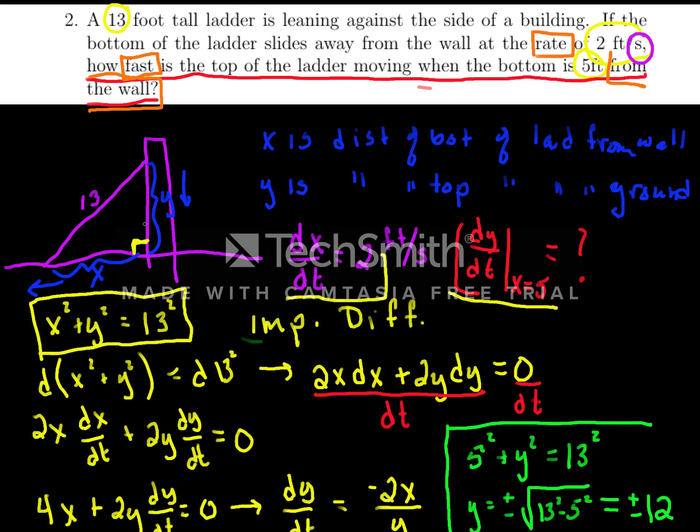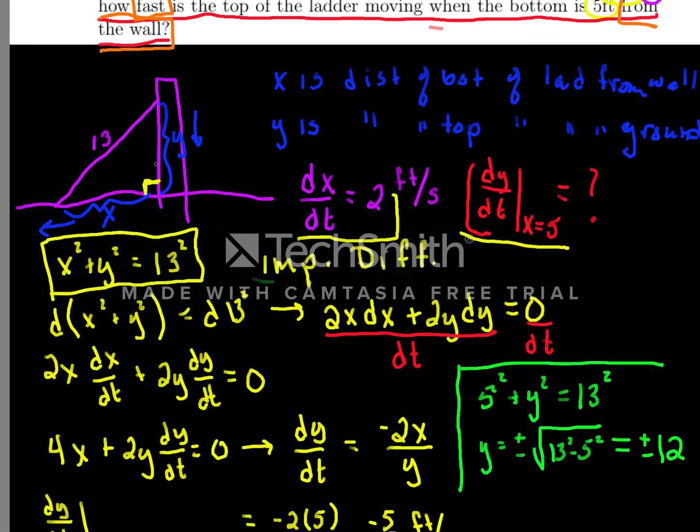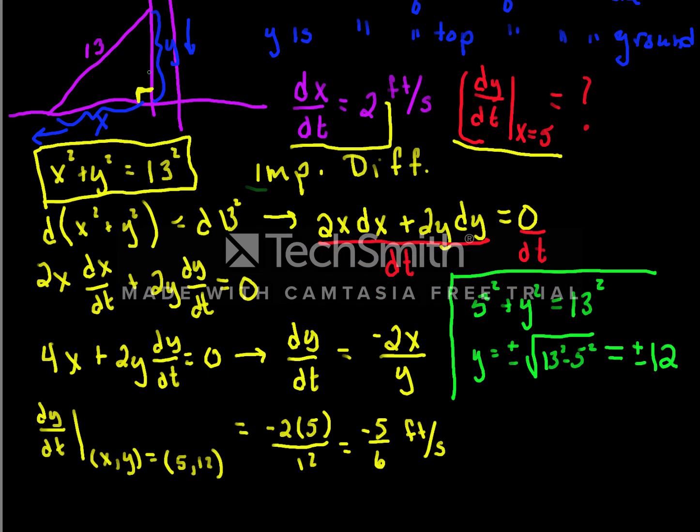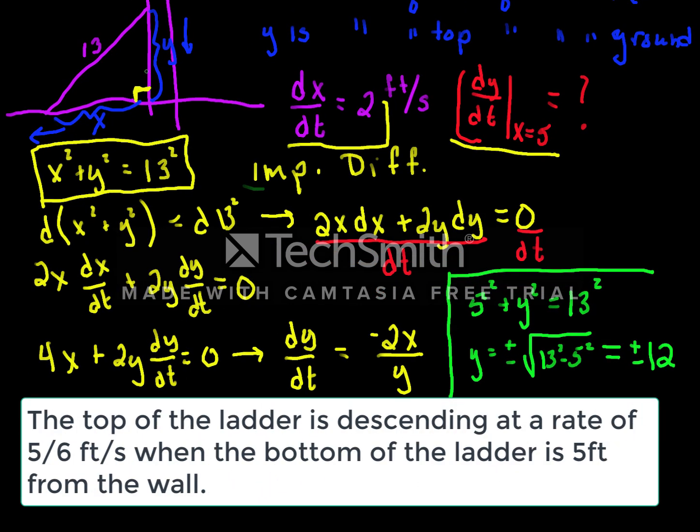And so finally, our answer to this question of how fast is the top of the ladder moving when the bottom is 5 feet from the wall, we would answer it saying that the top of the ladder is descending at a rate of 5/6 feet per second. And notice I didn't use the negative. Let me repeat that. It is descending. So that is incorporating the negative sign already. So it's descending at a rate of 5/6 feet per second. If you wanted to keep the negative sign, then you would say that the position of the top of the ladder is changing at a rate of -5/6 feet per second. Subtle differences there, but again, I want to stress that.